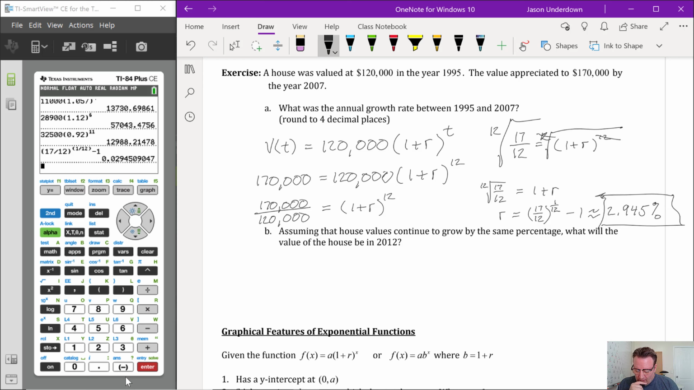Let's see, 2012, that's going to be a full 12 plus 5, 17 years after our time zero of 1995. So we want to compute the value when time equals 17. So what is V of 17? Now that we know what r is, we can compute that. And this is going to equal 120,000 times 1.02945. You know, I'm going to use all the digits here, and I'll explain why in just a minute. 09047 raised to the 17th power.